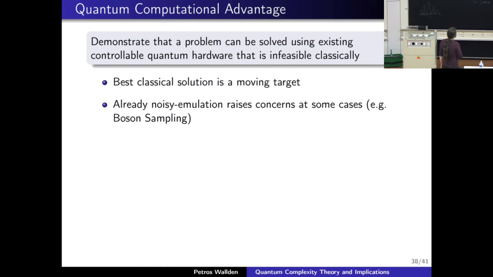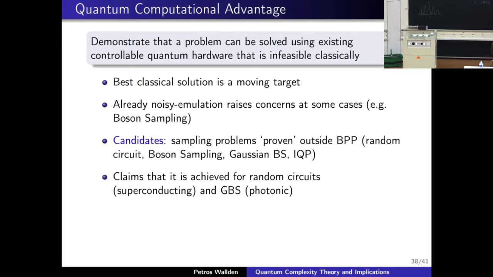The other thing is that already noisy emulation raises concern in some cases. So for boson sampling, not for Gaussian boson sampling, you assume that you have indistinguishable photons, and you also assume that you don't have losses. In a real system, you have photon losses, and you have photons that are not completely indistinguishable. Now, if you require, I don't know, 70 photons or 50 photons to reach that in boson sampling, even if there is a small distinguishability between the photons, then this 50 grows a lot. And there are some results that demonstrate that.